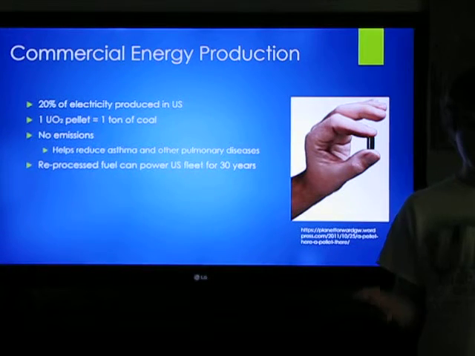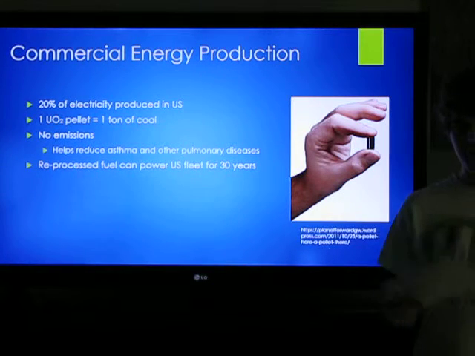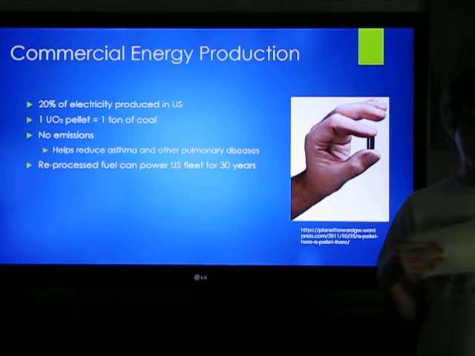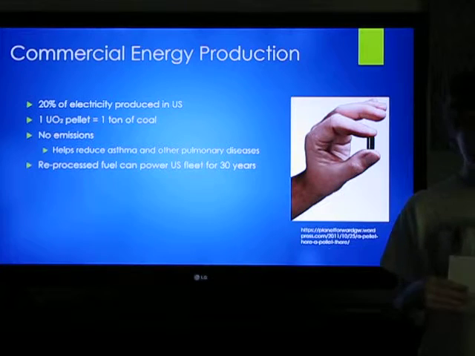Fuel that's been used can potentially be reprocessed, and according to the World Nuclear Association, the fuel that we have can be reprocessed and can power our fleet for 30 years.